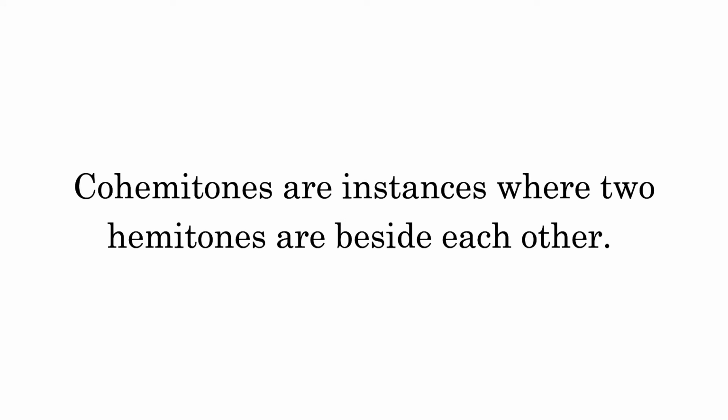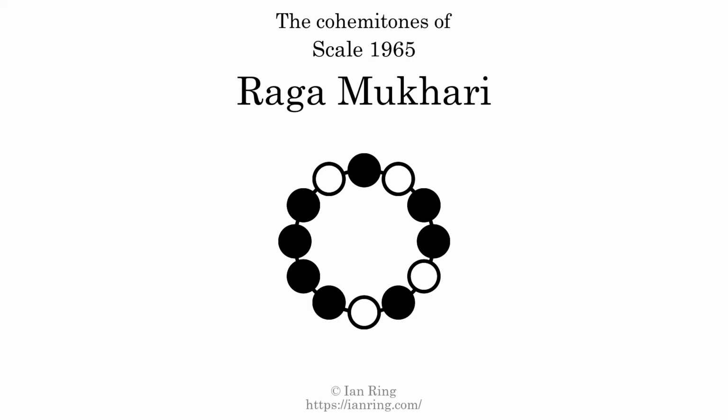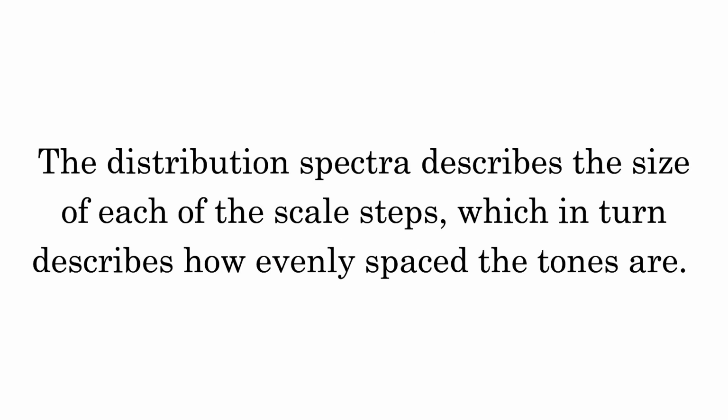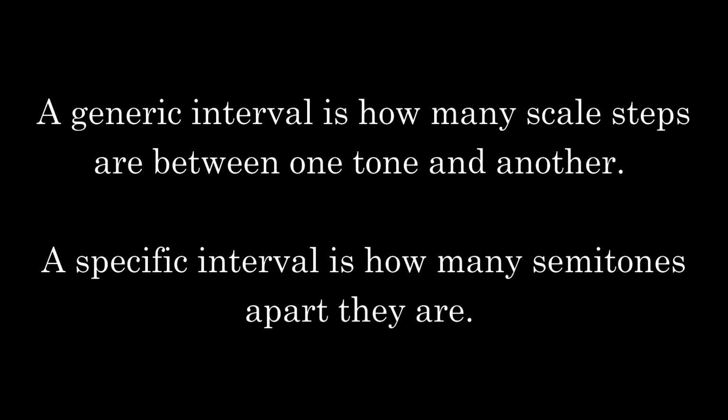Cohemitones are instances where 2 hemitones are beside each other. This scale has 2 cohemitones. They are at positions here, and here. The distribution spectra describes the size of each of the scale steps, which in turn describes how evenly spaced the tones are. A generic interval is how many scale steps are between one tone and another.